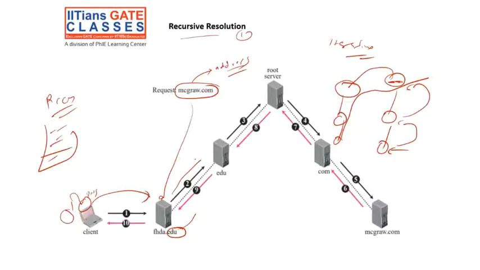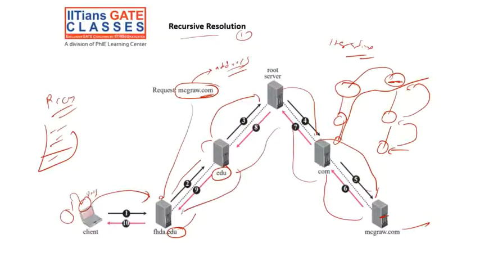So it will go from EDU to parent, from parent to root. Okay, there is no IP in the EDU. The IP is in the COM, right? It will go to the COM, then go to the child. Yes, this is your server. I got the IP. It will respond to the COM, then root, then again EDU, then this one. So where it started, the response will come back from that part. That is the meaning of recursive.